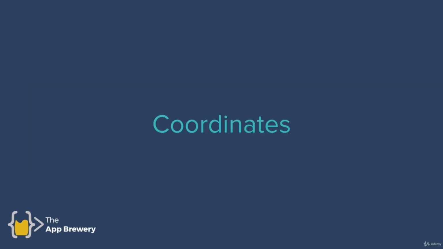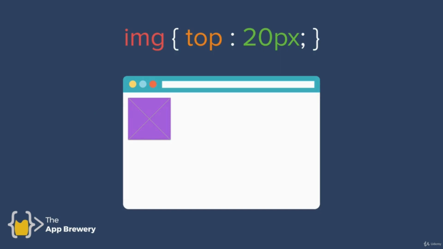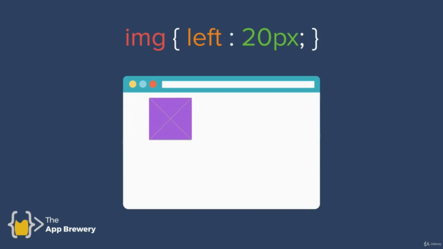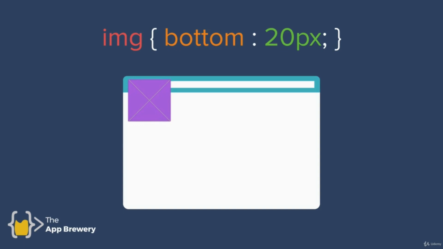And there's 4 of these coordinate properties: the top, the bottom, the left, and the right. And we can set values for them in order to determine how we want to move our element. So let's say that we've got an image that is positioned using relative layout. Then we set the top coordinate property to 20 pixels. That means it will get moved down by 20 pixels. And if we change the left property 20 pixels, then it'll get pushed right 20 pixels. If we change the right property 20 pixels, it'll get pushed left 20 pixels, and the bottom property as well.